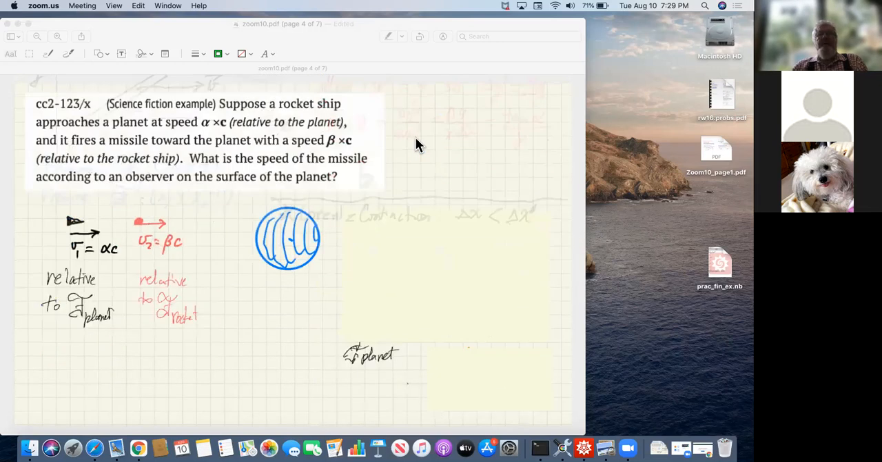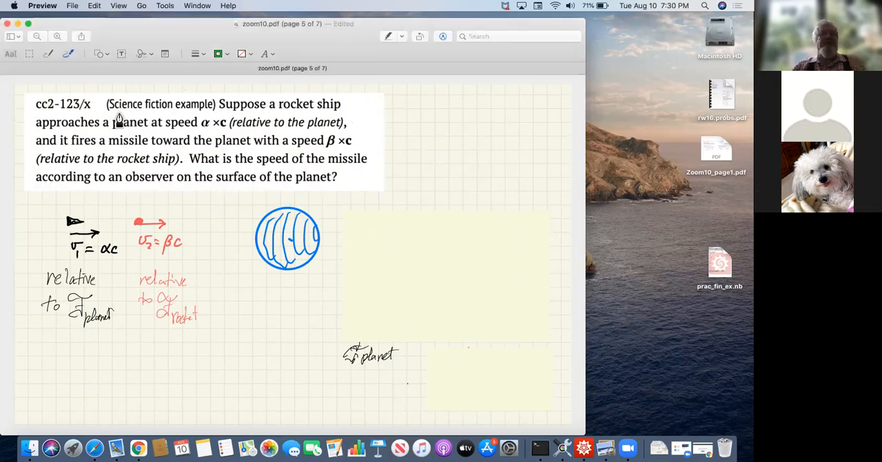Right, so we've seen time dilation, we've seen length contraction. Here's an example with addition of velocities or combination of velocities. It's kind of a science fiction example. It's not something realistic. A rocket ship approaches a planet at a speed alpha times the speed of light.